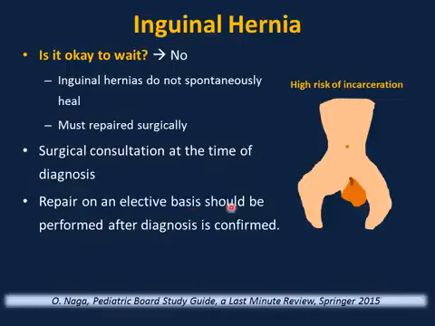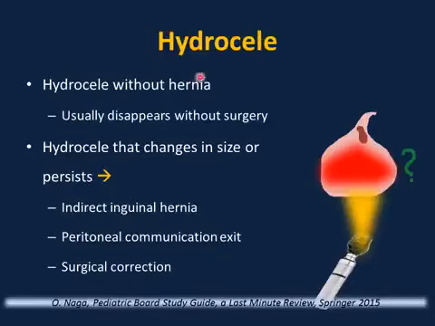Repair on an elective basis should be performed after the diagnosis is confirmed. If you suspect incarceration, in this case surgery will be emergent. Hydrocele is common. Hydrocele without hernia usually disappears without surgery. Hydrocele that changes in size or persists is suggestive of associated indirect inguinal hernia. If peritoneal communication exists, surgical correction will be indicated at this point.